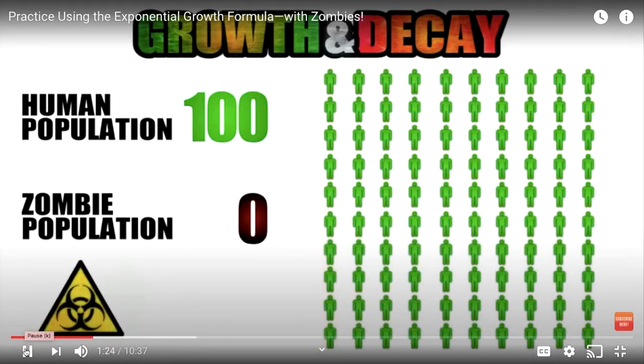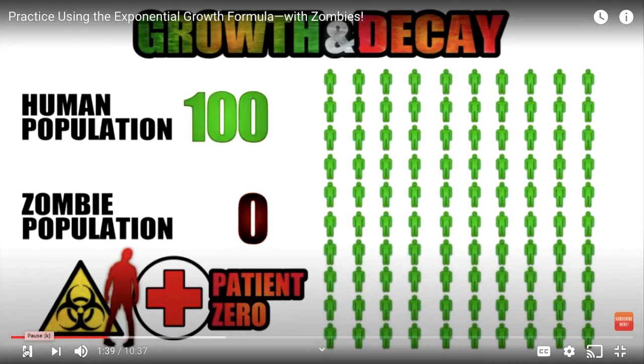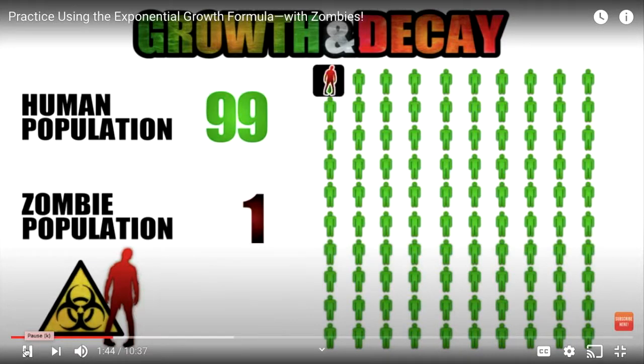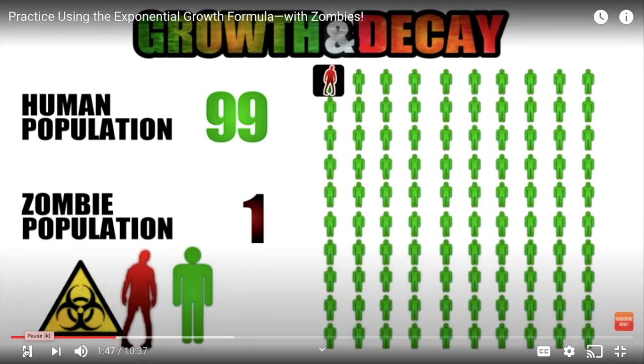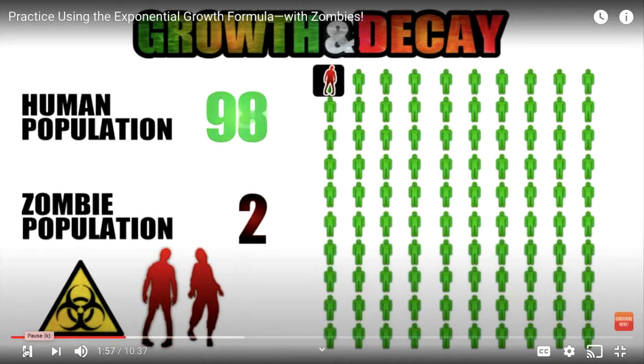Now at this point, everything is okay until some incident happens and one member of that human population becomes infected. We refer to this as patient 0, and now our human population drops to 99, and our zombie population is 1. And now here comes the chaos. That first infected person will inevitably infect a second person. So now our zombie population has grown to 2 infected individuals, while our human population has dropped to 98.